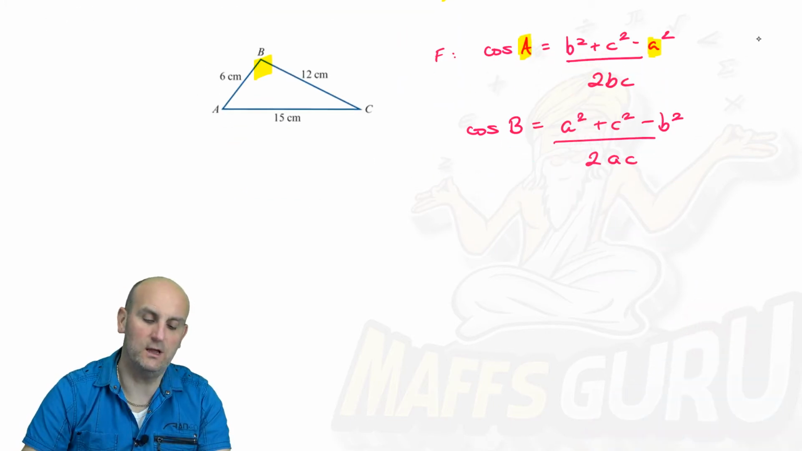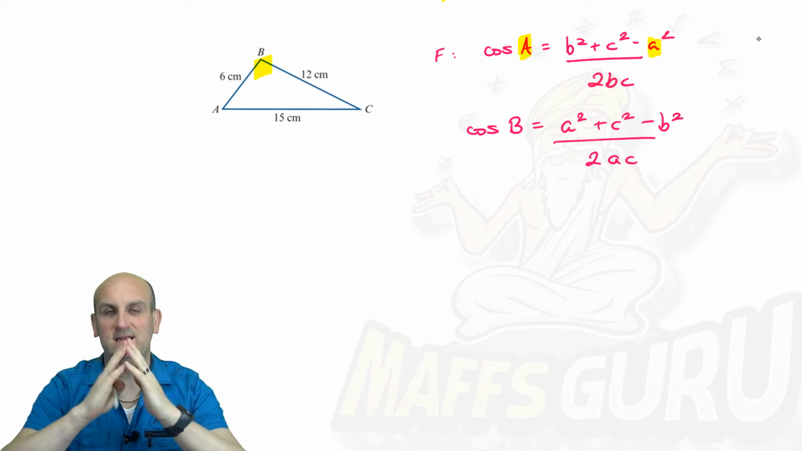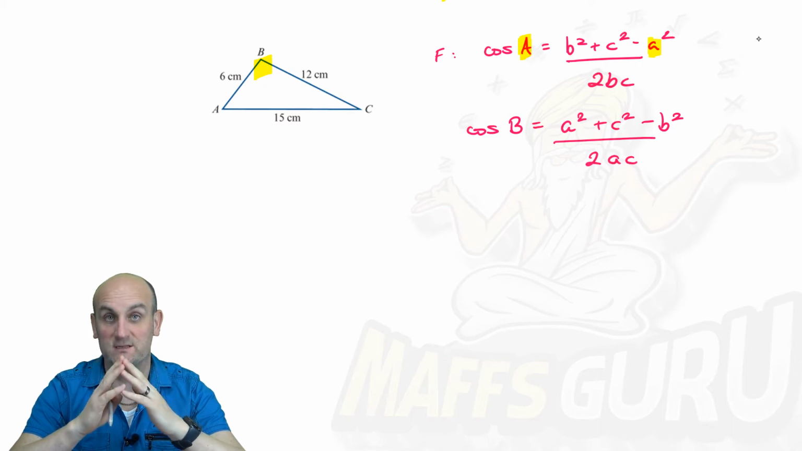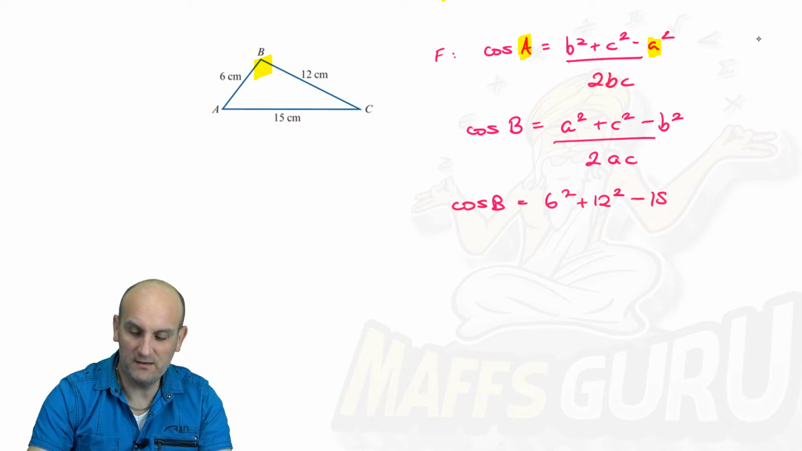Now, without getting too hung up on what the actual letters are, again, I always remember that I'm adding together the two sides that are included on the other side of the included angle. So I'm going to say here that the cosine of angle B then is equal to 6 squared plus 12 squared minus 15 squared divided by 2 times 6 times 12.